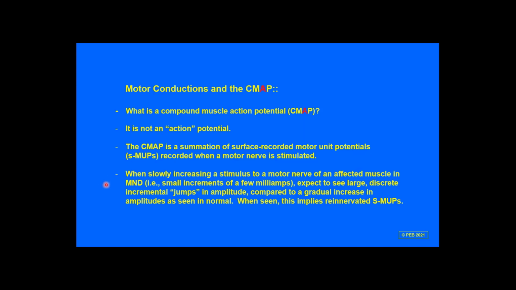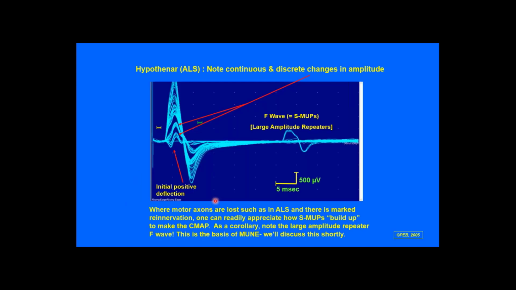When you slowly increase the stimulus to a motor nerve in an affected muscle in motor neuron disease, you do see small increments of a few milliamps in the normal, but in this case, you expect to see large discrete incremental jumps, which should tip you off that you may be dealing with motor neuron disease, whether the CMAP is normal or reduced. And let's see an example of this.